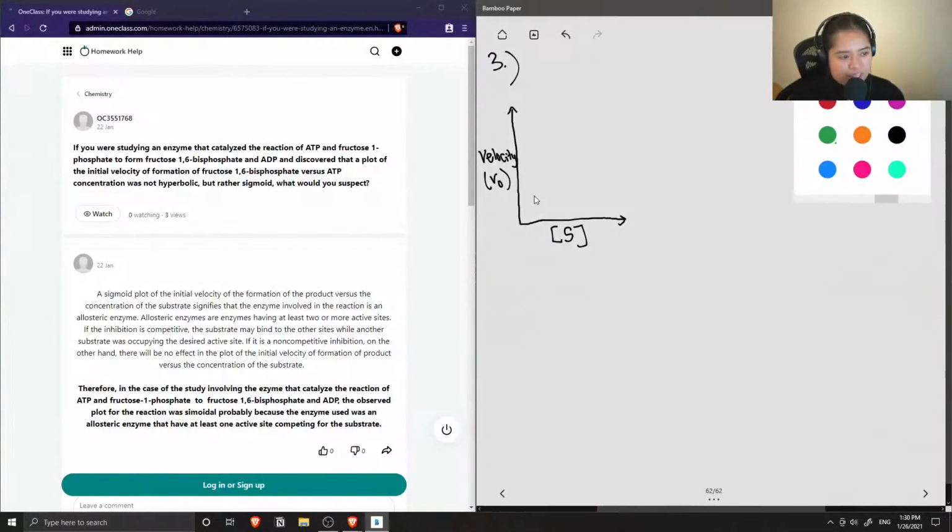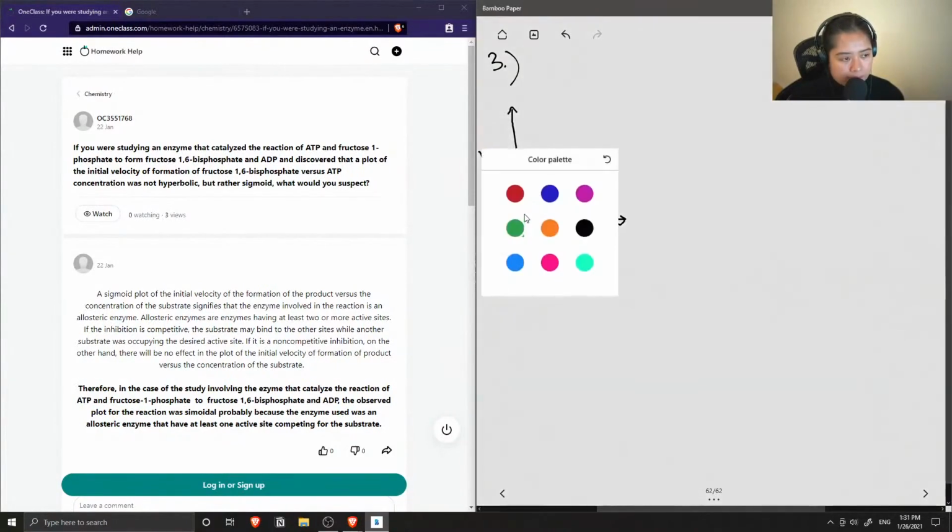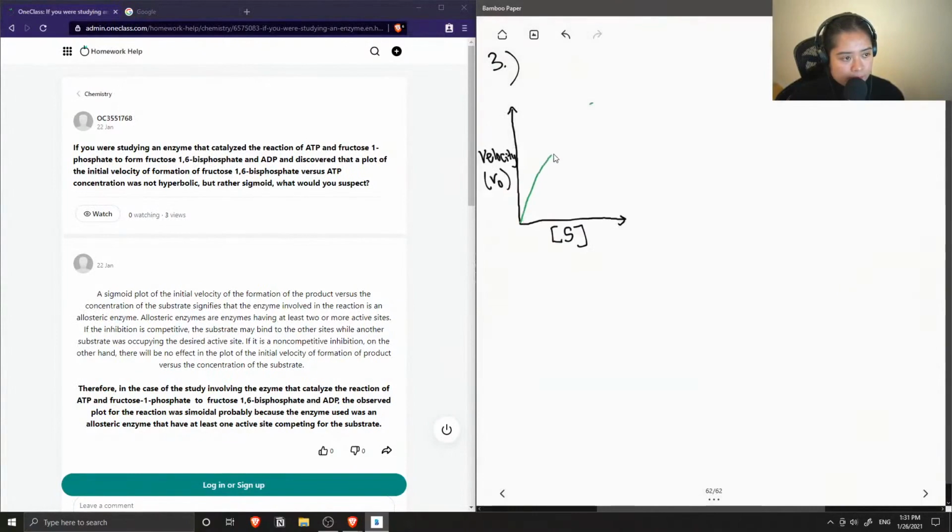And for a common enzyme, this graph looks hyperbolic. So it kind of looks like this. And this is the graph of a common enzyme. But in our case, we have a sigmoid graph, or a sigmoid-looking plot. And when you have a sigmoid plot, it kind of looks like this. And you can see it's kind of shaped like an S.